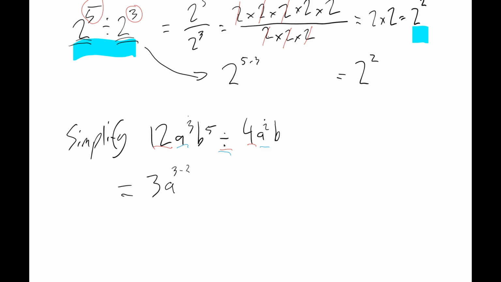I'll do the same with the b's. I've got b to the power of 5 here, and the other b by itself, remember, that's just a power of 1. So this becomes b, 5 take 1. I'll rewrite it. We've got 3, a, 3 take 2 is 1, which I can just not write, because anything to the power of 1 is just itself. And b, 5 take 1 is 4. And that's our answer.